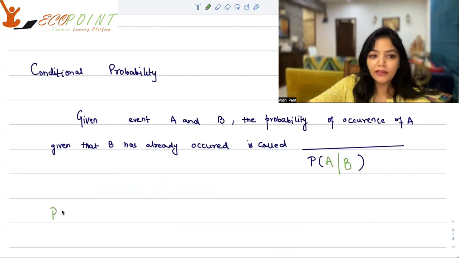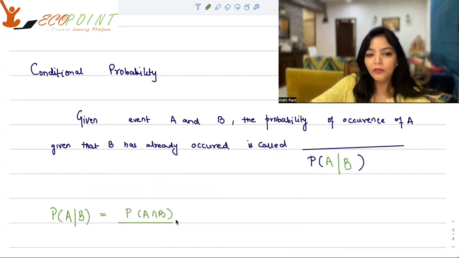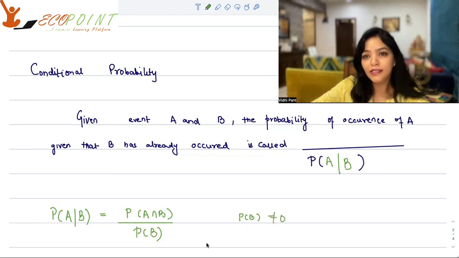And when you are looking at the conditional probability of A given B, that is equal to probability A intersection B divided by probability B, where probability B should not be equal to 0 because it's in the denominator, okay? If it is 0, then this will not be defined.